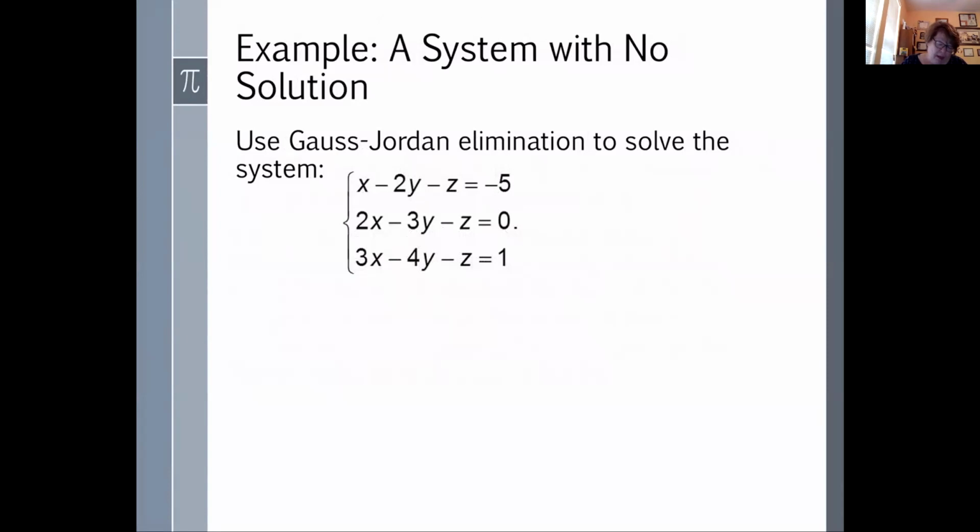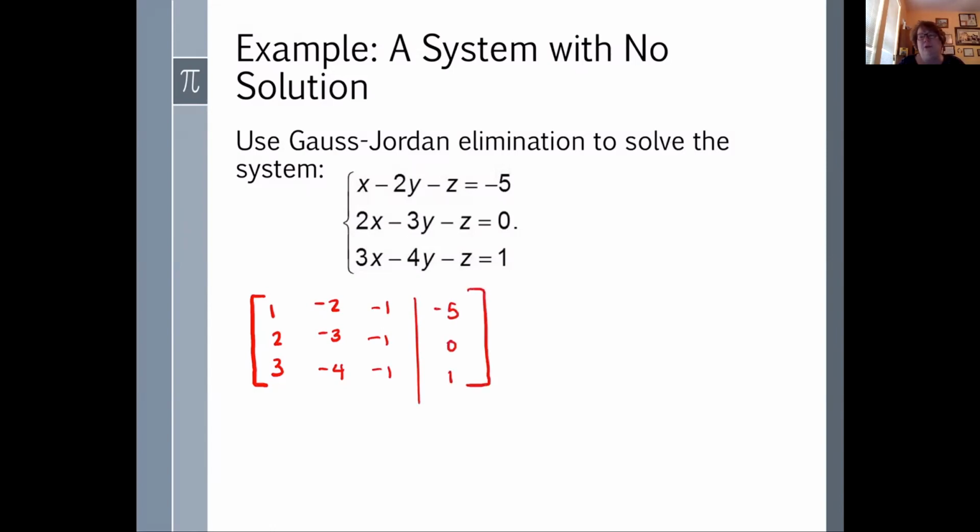All right, so I'm going to write my augmented matrix. My first column is the coefficients on my x's, 1, 2, 3. My second column is the coefficients on the y's, -2, -3, -4. The third column is the coefficients on my z's, -1, -1, -1. The fourth column is my constants.